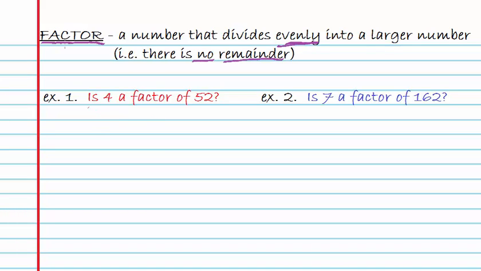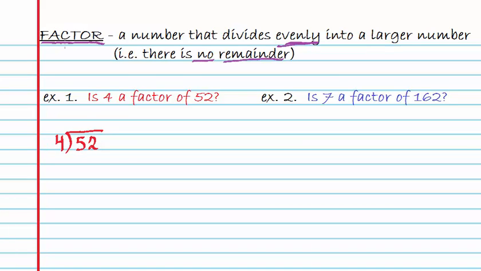So I want to look at two examples today. The first example says, is 4 a factor of 52? In order to determine if a number is a factor of another number, we have to perform division. So I'm going to do long division, 4 divided into 52. And remember, we're trying to decide, is there a remainder? Does 4 go evenly into 52?